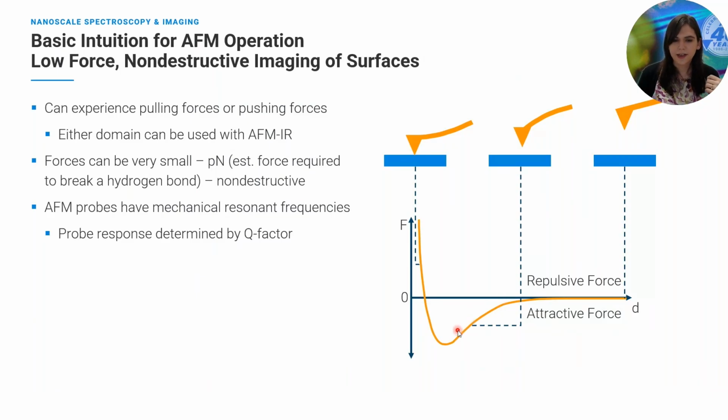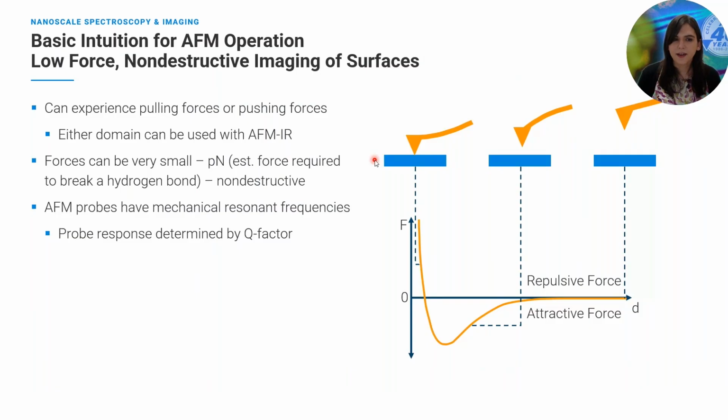Later, as you continue to get closer to the surface, eventually you start to experience positive, repulsive pushing forces against the probe. Notably, either of these domains, the pulling forces or the pushing forces, can be used with a photothermal AFM-IR technique. But these forces are fundamentally very small. They can be as low as piconewton forces, which are the estimated force required to break a hydrogen bond. So even though we have a probe very close to or touching a surface, this is fundamentally a non-destructive measurement modality.